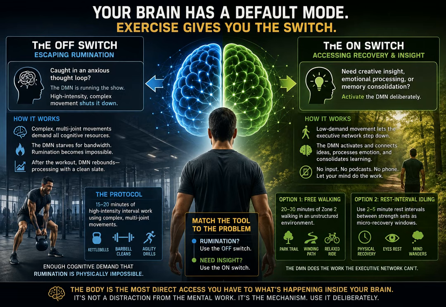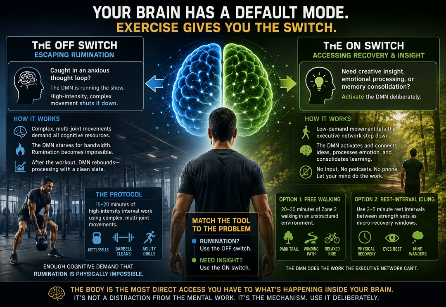The off switch, escaping rumination. When you're trapped in an anxious thought loop, it's difficult to think your way out. The default mode network is running the show. The more you try to suppress the thought, the more the network rehearses it. Trying to reason your way out of rumination can feel like trying to put out a fire with gasoline.